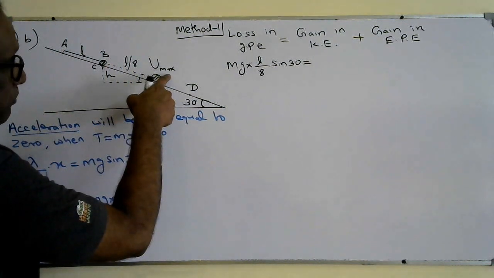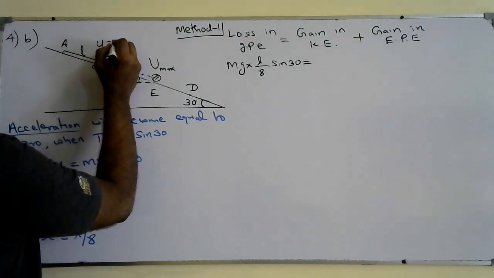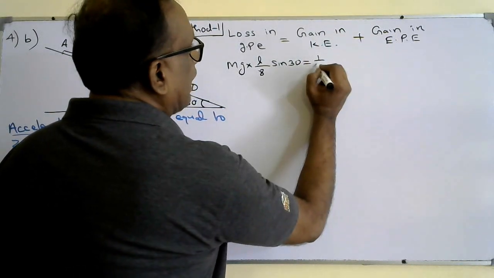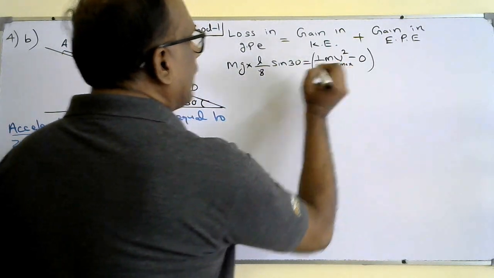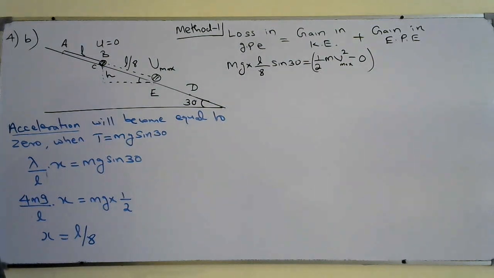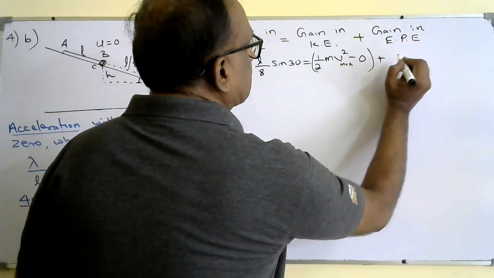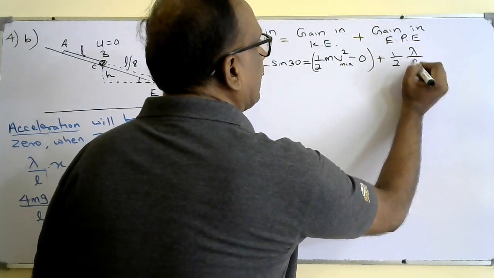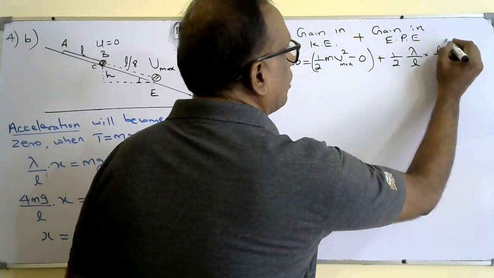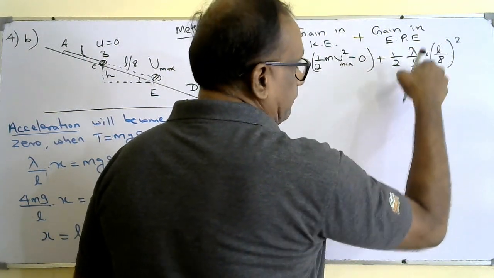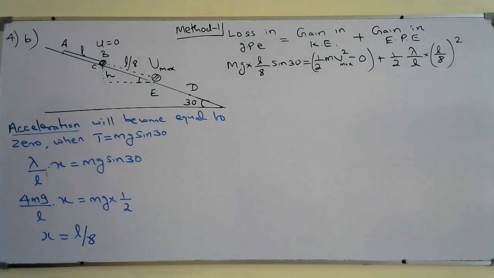Gain in kinetic energy: at this point the speed is V max, the maximum speed occurring. At C the speed is 0 because it was released from rest. So gain in kinetic energy is half m V max squared minus 0, because I'm considering the motion from C to E. Gain in elastic potential energy is half lambda over L x squared, where x is L by 8. Solve it and you'll get V max squared.